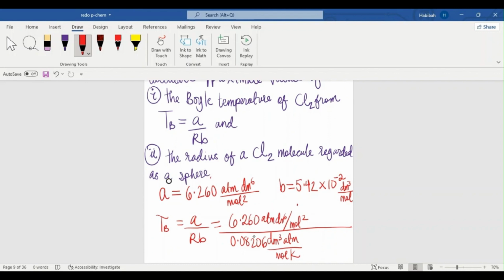But in this case, we're going to be using 0.08206 because the units match. So times the value for B, so times 5.42 times 10 to the power negative 2 dm cube divided by mole. So cancel out atmospheres, okay? You cancel out mole, cancel out mole. You cancel out the second mole, you cancel out the second mole.